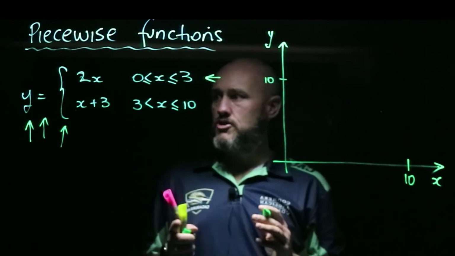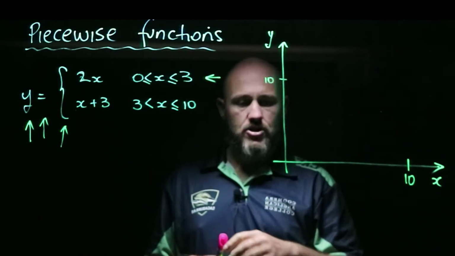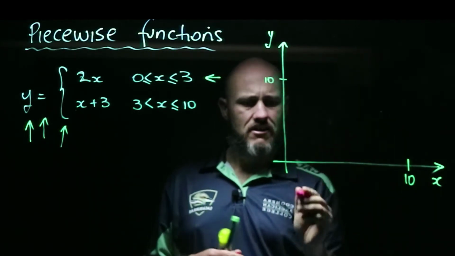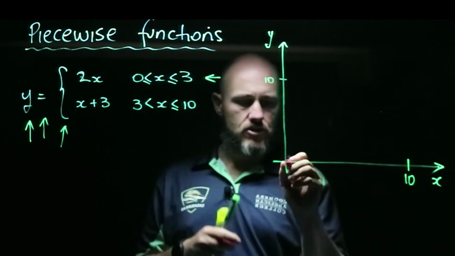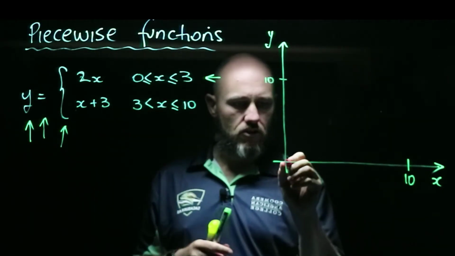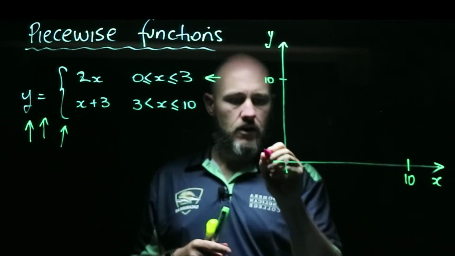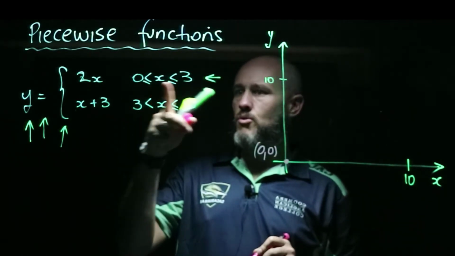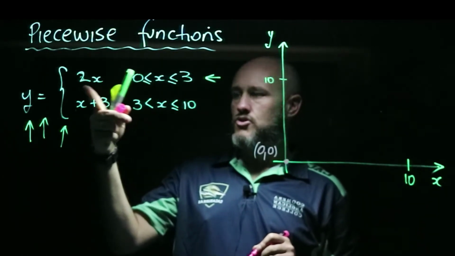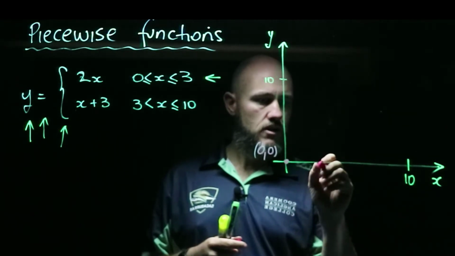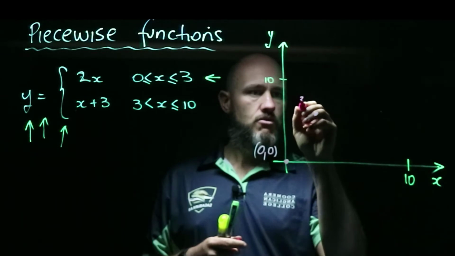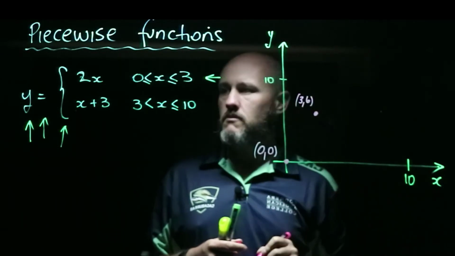Okay, so what I'm going to do to sketch my function is mark the important coordinates, and that is the start and end. So the first important coordinate here is 0. When x is 0, y is 0. So that's right here, and I'll mark that as (0, 0). My second important point is at 3, that's the end. And 2 times 3 is 6, so when x is 3, y is 6, which is about there. So I get (3, 6).